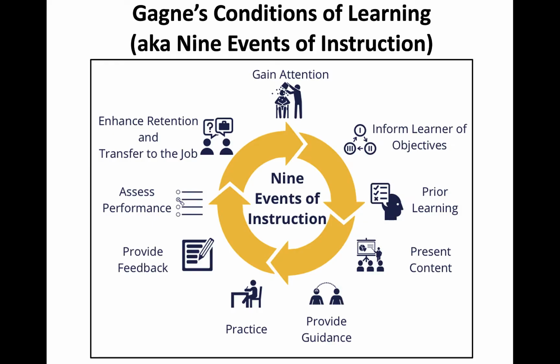The concept of instructional strategy originated with the events of instruction, as described by Gagne in his 9 events of instruction. So what we're going to do is based on Gagne's model of the 9 events of instruction. And we'll go over each one of these, but this gives you an overview of what the 9 items are.